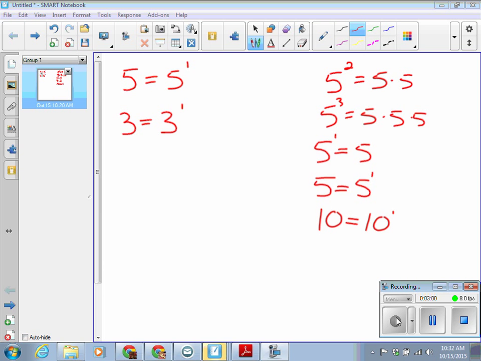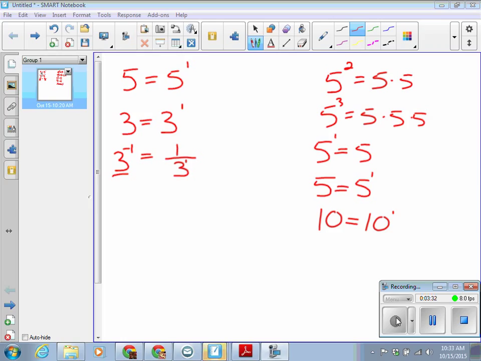Now, how would I rewrite 3 to the negative first power? I don't like negatives personally, so I would like to get rid of this negative. The only way to get rid of the negative is to put the 3 under the fraction. So you put 1 above it, and you bring your 3 under the fraction, so you flip it, and it becomes positive.